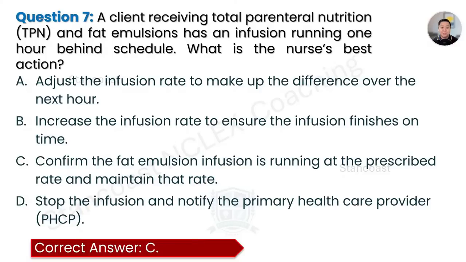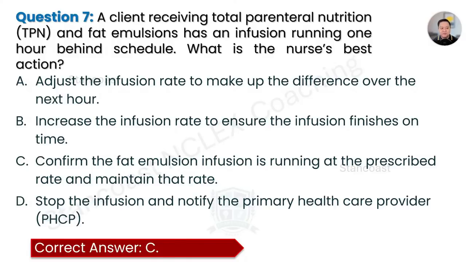Because if you're rapidly adjusting the infusion rate to catch up, it can lead to, again, fluid overload. This can also lead to hyperglycemia, possible fat embolism. And we know that TPN and fat emulsions are specifically prescribed to be administered over a set time to avoid metabolic complications. And so this action is inappropriate and unsafe.